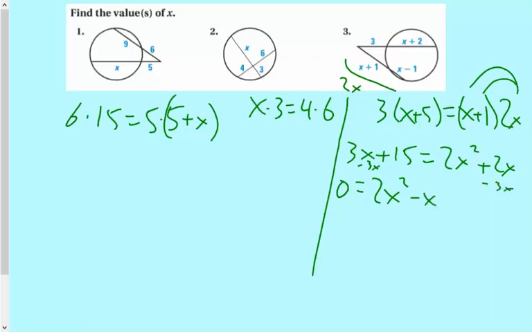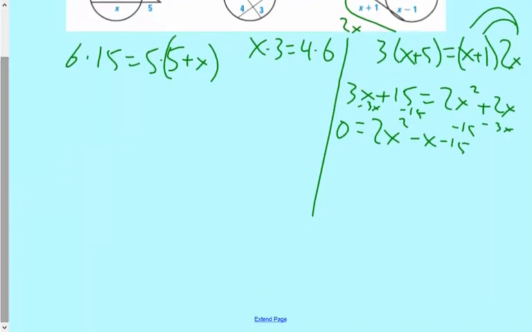That leaves me with negative x. I'll subtract the 15. Minus 15. Okay, so this is a quadratic where a doesn't equal 1, a equals 2. So I'm going to try to factor this using the box here. We'll see if I can get it quickly or not.